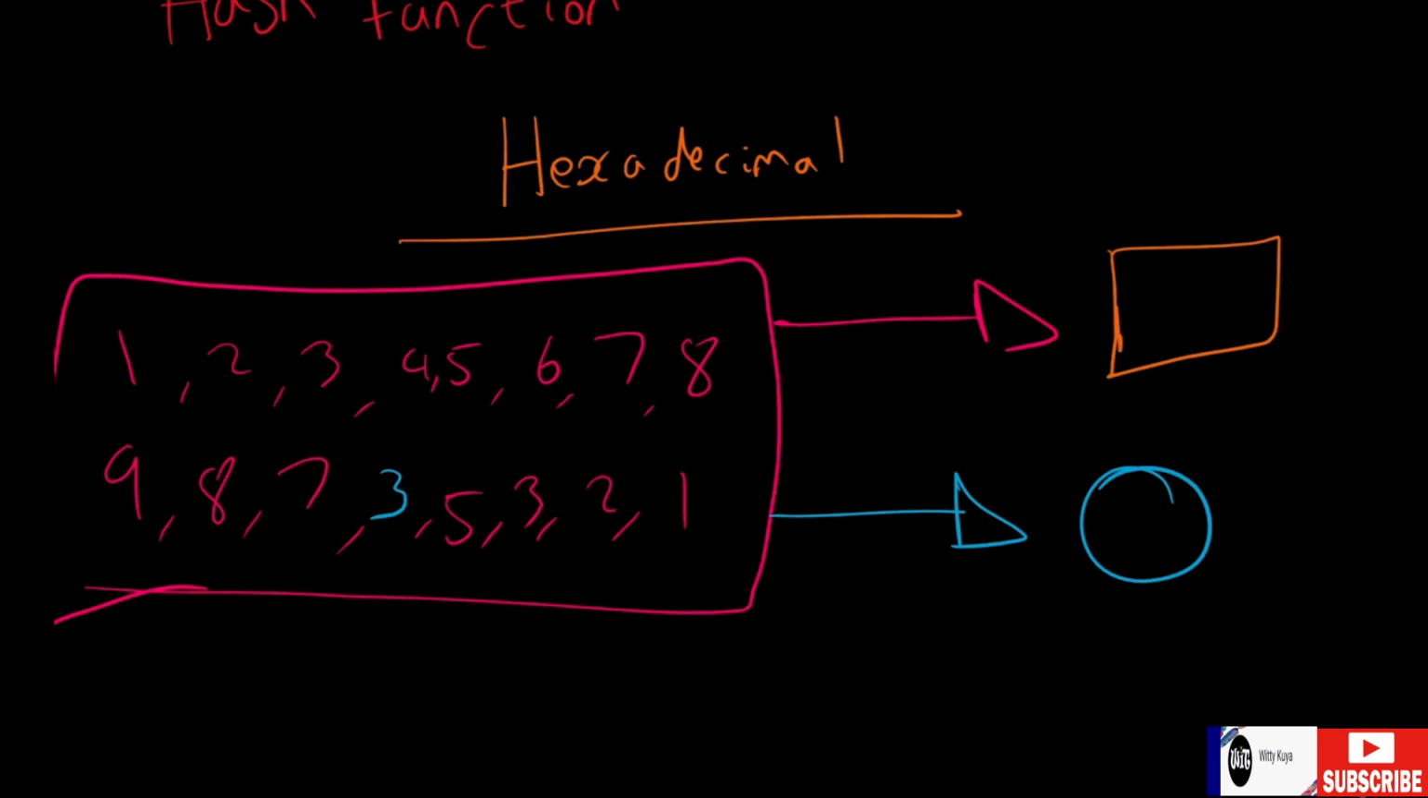Most of the time the output is significantly smaller than the input file, and the algorithm is designed to ensure the input data cannot be retrieved or calculated, like I said, from the output data, hence the term one-way function.